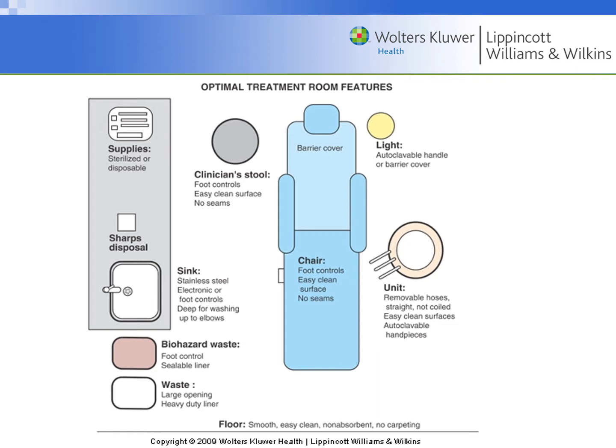of any kind. You have a light, and that has a barrier. Your chair has a barrier. You have your stool with foot controls, easy to clean surface, no seams. You have a unit. Ours isn't quite like this anymore, but it's to just say that they have removable hoses. You don't want them coiled up, all the hoses. You want something that's easy to clean surfaces.